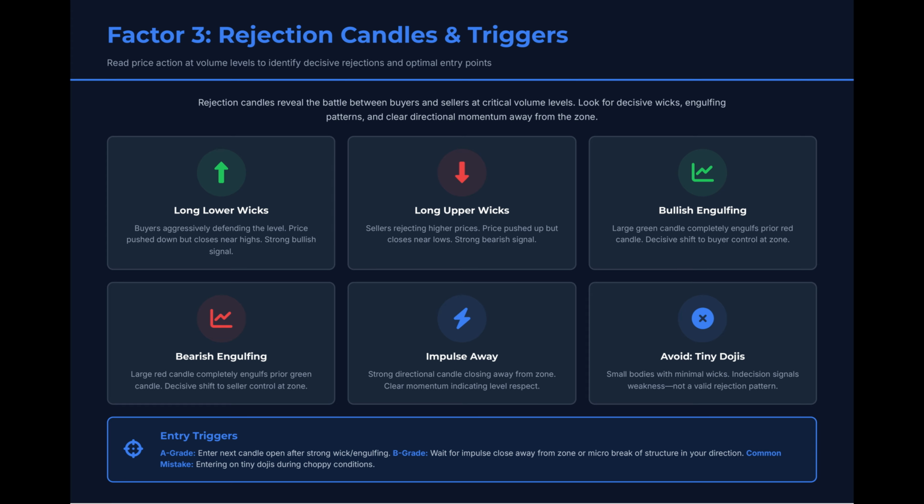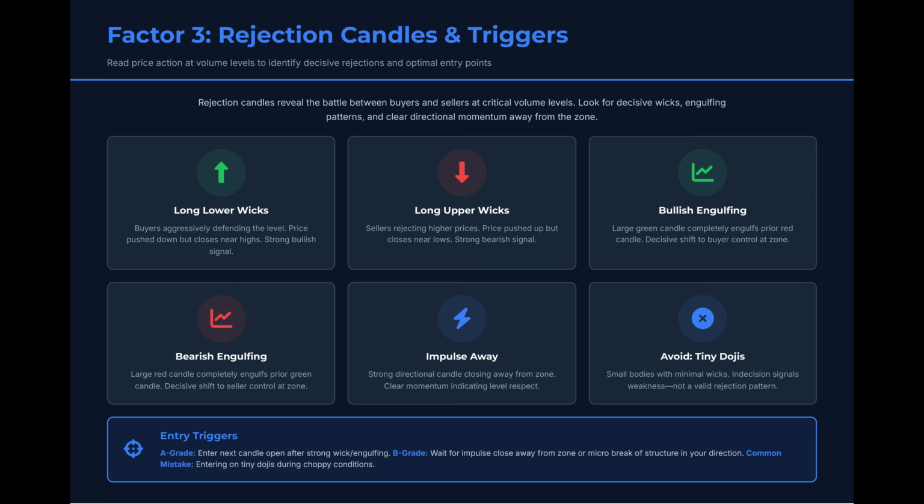Example 1. Strong bullish rejection. Price approaches the previous day's POC at 65.25 during the New York session. At 10:32 a.m., a candle prints with a long lower wick, showing strong rejection. Factor 3 score: 2 points. Example 2. Strong bearish rejection. Price rallies toward the overnight VAH at 65.50 during the London session. At 4:15 a.m., a candle prints with a long upper wick, showing strong rejection. Factor 3 score: 2 points.